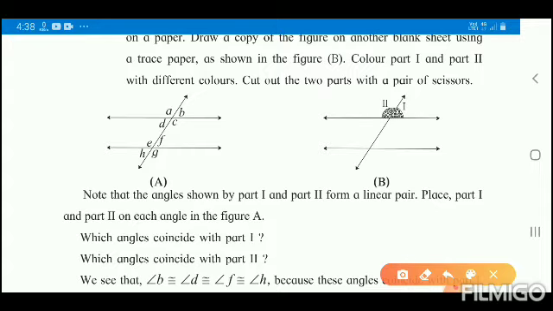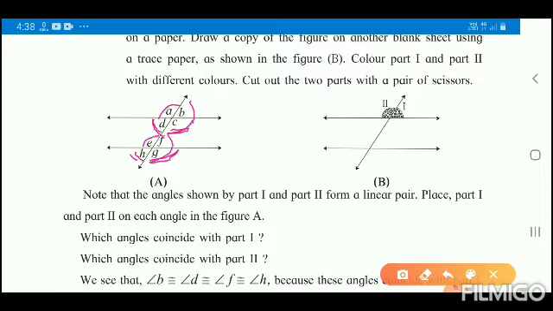Now, here the pairs of corresponding angles are angle A and angle E, then angle D and angle H. After that, angle B and angle F, and on this side, angle C and angle G. These are the pairs of corresponding angles. So, these pairs are congruent with each other.